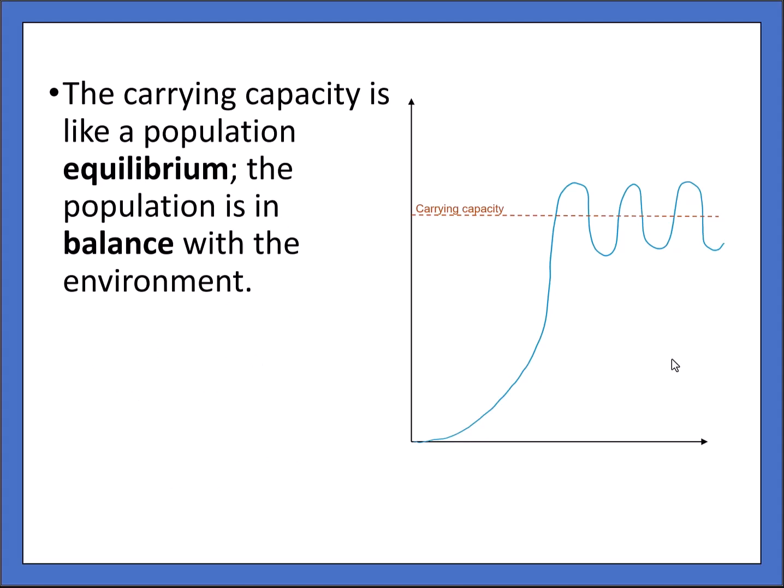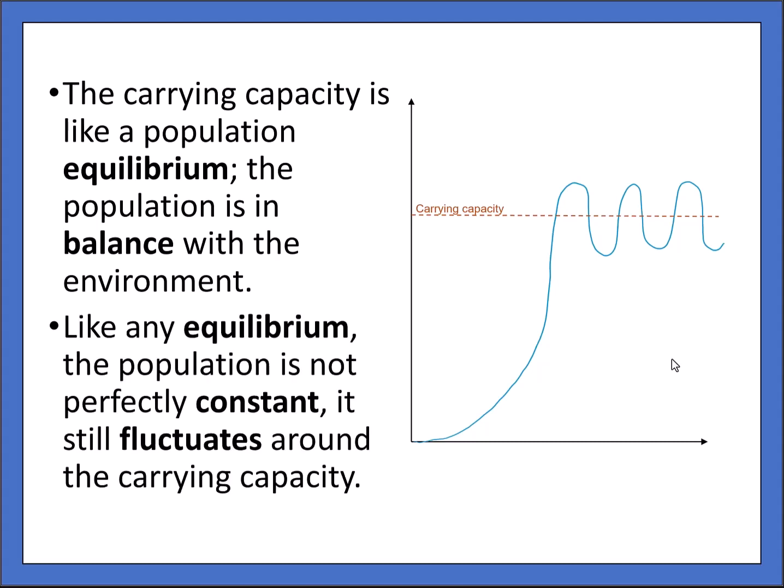Now, as I mentioned, the carrying capacity is not a total maximum. It is like a population equilibrium. The population is in balance with the environment around it. So, like any equilibrium, the population is not perfectly constant. It still fluctuates around the carrying capacity.